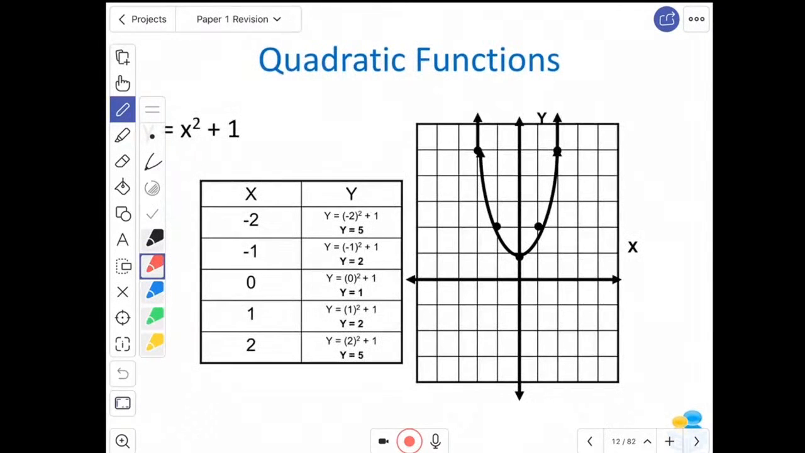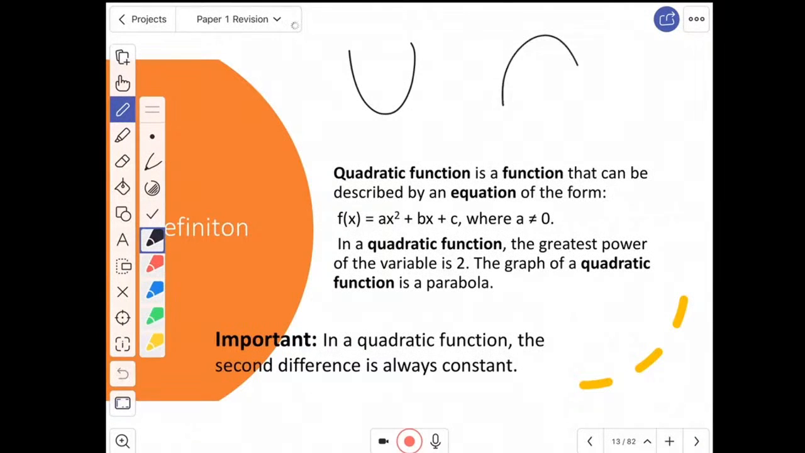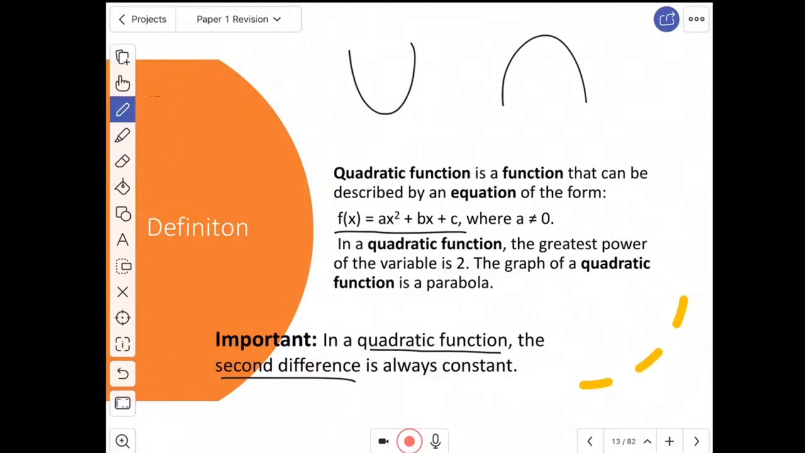Moving on then to our quadratics, we should all know that a quadratic is where we have x to the power of 2. Okay, so we've got 2 on the shoulder. We know what the graphs look like. You've got your parabola. It's either going to be a positive one like this or a negative one like that. We know what it looks like. It's in the form ax squared plus bx plus c, where a is not equal to 0. And we know again in a quadratic function, or a quadratic pattern, that the second difference is always constant. So that's just a little recap of that chapter also.